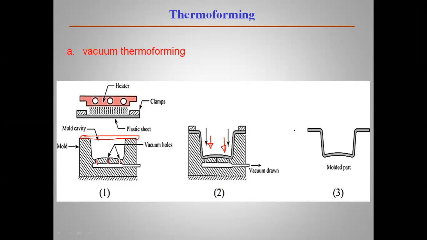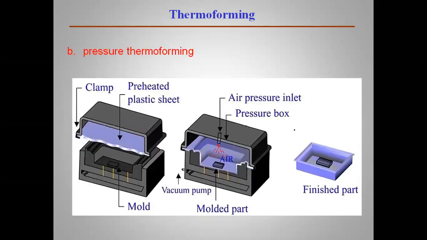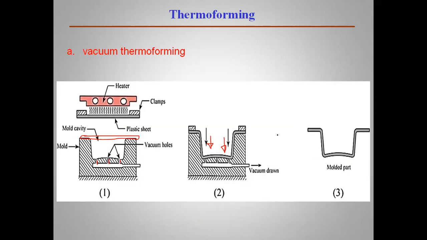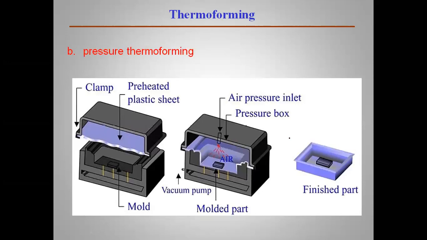Now next, let us see the pressure thermoforming. The alternative to vacuum forming involves positive pressure. Here we have seen the negative pressure, but here the positive pressure is there. The positive pressure is used to force the heated plastic sheet into the mold cavity. Hence, this is called pressure thermoforming. Here positive pressure is there. That's why this is called pressure thermoforming.